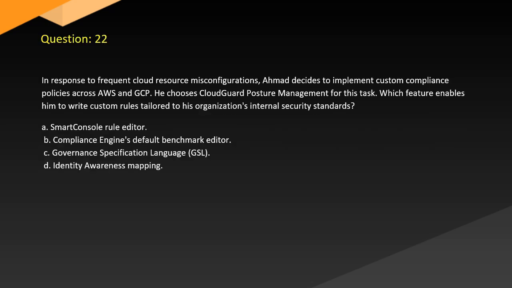Question 22. In response to frequent cloud resource misconfigurations, Omar decides to implement custom compliance policies across AWS and GCP. He chooses CloudGuard Posture Management for this task. Which feature enables him to write custom rules tailored to his organization's internal security standards? A. Smart Console Rule Editor. B. Compliance Engine's Default Benchmark Editor. C. Governance Specification Language, GSL. D. Identity Awareness Mapping.